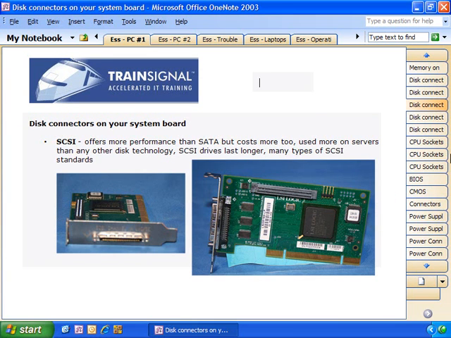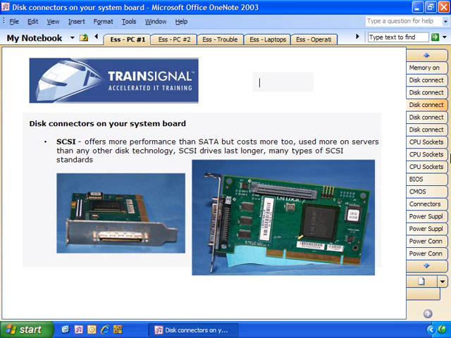All right, then there's SCSI. SCSI is another type of disk controller, disk cabling, and disk drives. SCSI offers more performance than SATA, but it costs more too. Today, it's used more on servers than any other disk technology. SCSI drives last longer, and many types of SCSI standards are available, both for external and internal.